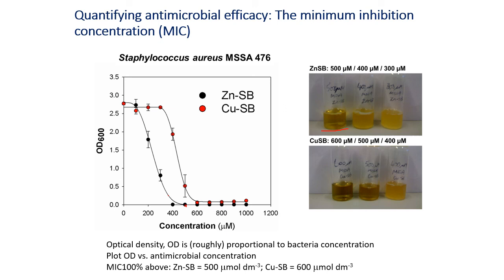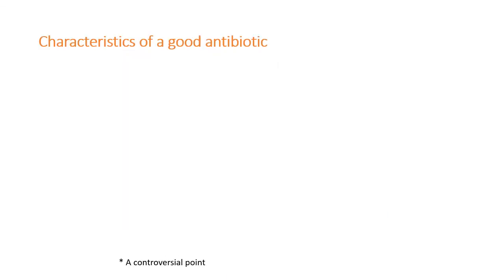You can also discuss MIC in terms of MIC 100, where you get complete inhibition of growth, or MIC 50, for example, which would be about here, where you've reduced your bacterial growth by 50%, or MIC 90, which would be about here. You always need to define which MIC you're talking about. Before we go to the next slide, people also talk about MBC, which is minimal bactericidal concentration, which is the amount of antibiotic required to kill the bacteria. In general, the MBCs are much higher than the MICs.